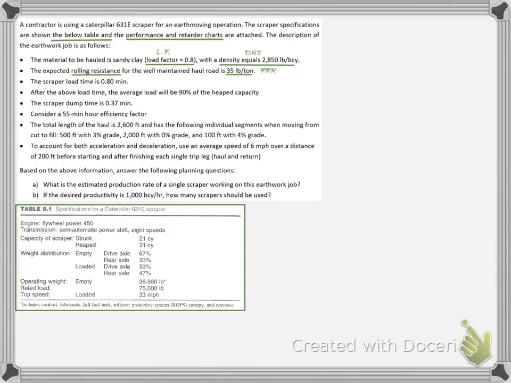For the moved soil, we are given the load factor, density, and rolling resistance rate. We are also given some operational information of the scraper, including the load time, the payload, dump time, and efficiency. The last pieces of information are related to the whole road length and grade. The scrapers will drive at a slow speed when accelerating and decelerating.